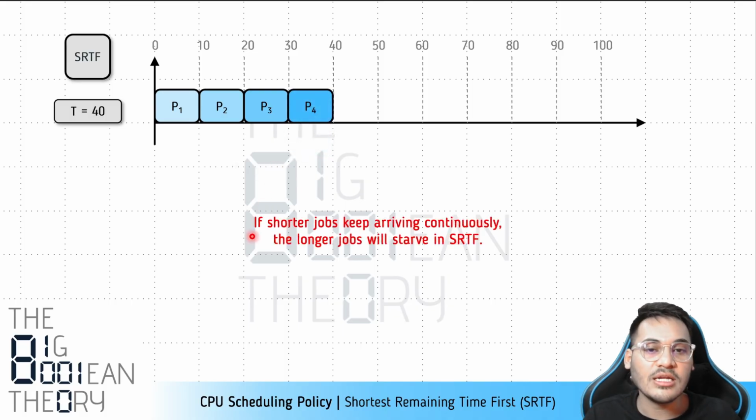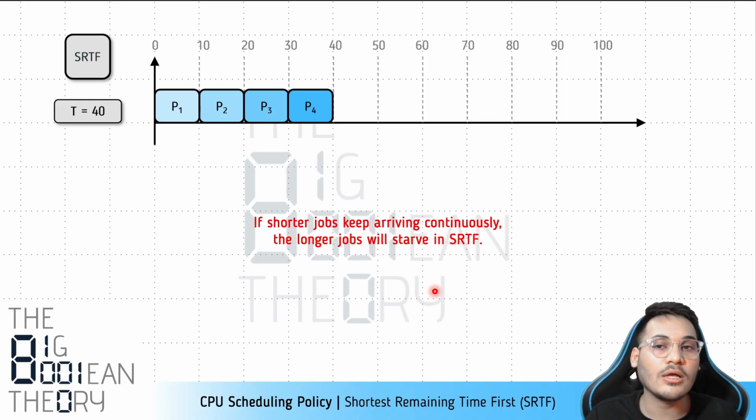So the problem here is that if shorter jobs keep arriving continuously, the longer jobs will starve, right? The meaning of starvation is that they will not get the chance to execute on the CPU, and this could be forever. Obviously, this is based on the scenario that shorter jobs keep coming. If there is a continuous flow of jobs with a shorter remaining time, then the ones with a longer remaining time will never get a chance to execute on the CPU, and they will never finish. So they are kind of getting starved.